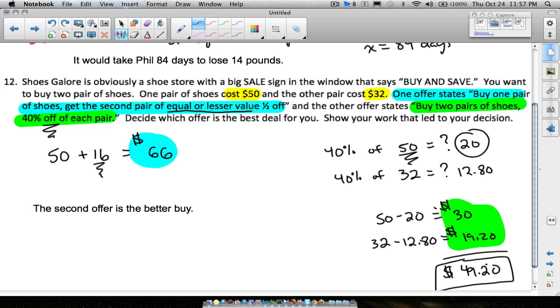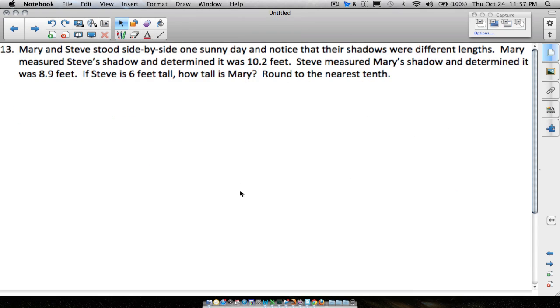So that's it for that one. On to number 13. Mary and Steve stood side by side one sunny day and noticed that their shadows were different lengths. Mary measured Steve's shadow and determined it was 10.2 feet. Steve measured Mary's shadow and determined it was 8.9 feet. If Steve is 6 feet tall, how tall is Mary?